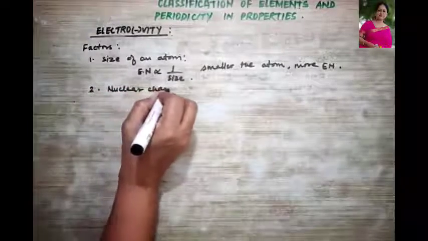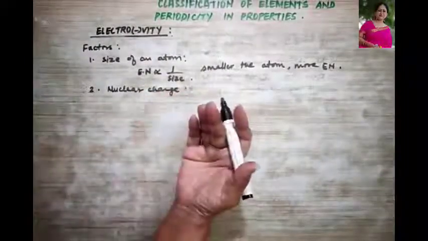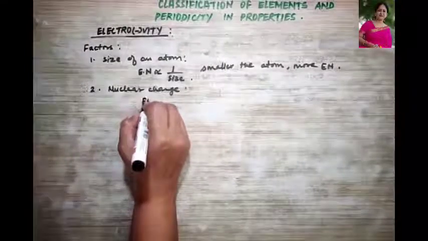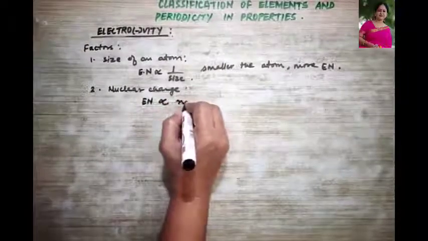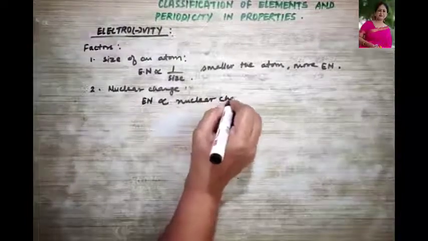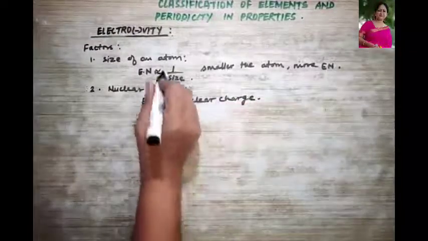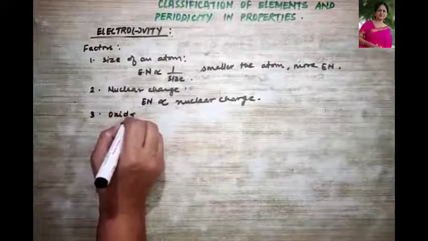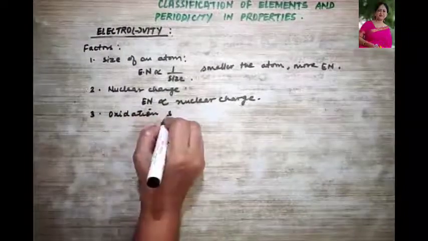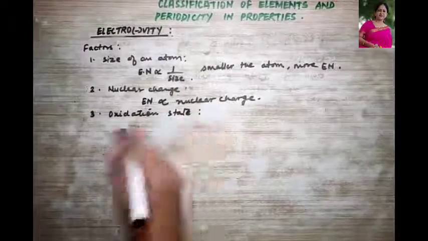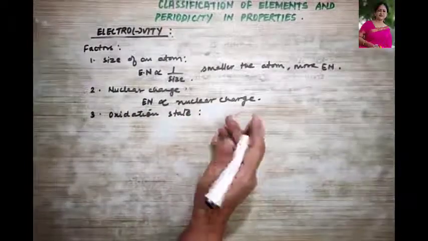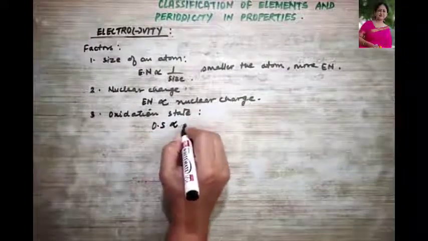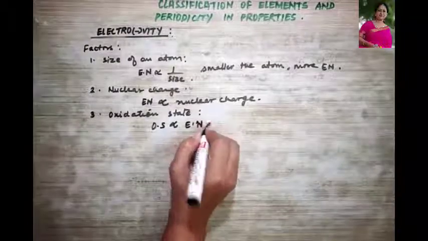The nuclear charge. That is, more the nuclear charge, more is the electronegativity. So we can say electronegativity is directly proportional to the nuclear charge. I hope these short terms you will be able to understand more. Oxidation state. Right? More the oxidation state, more is the electronegativity. So oxidation state is also directly proportional to electronegativity.